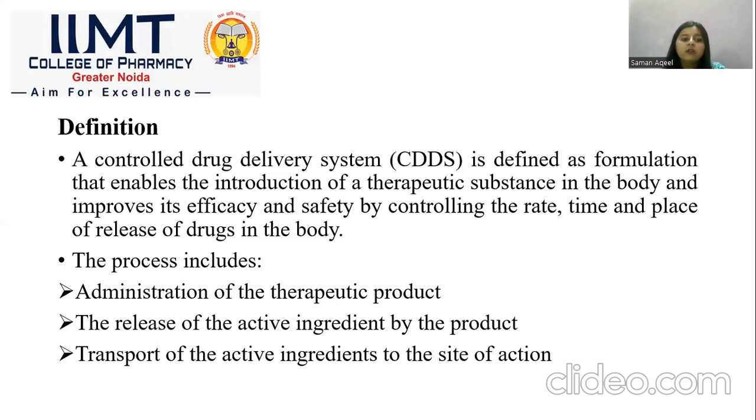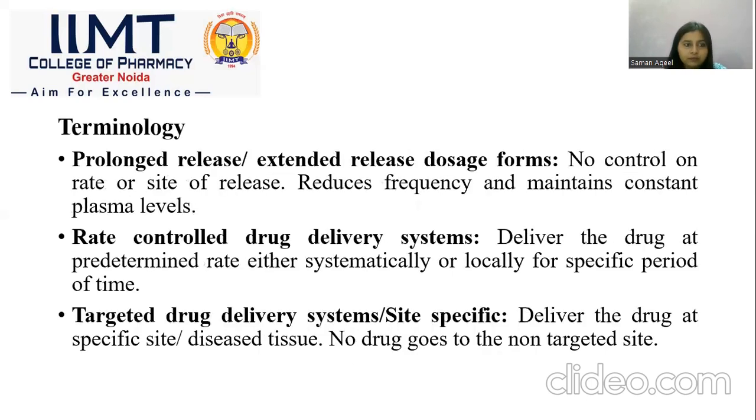Now, the process includes three important steps. First step is administration of the therapeutic product, that is, administration of the prepared dosage form. Next is the release of active ingredient by the product, that is the release of the API from the dosage form. And the last step is the transport of the active ingredients to the site of action, the transportation of the API to the desired site of action.